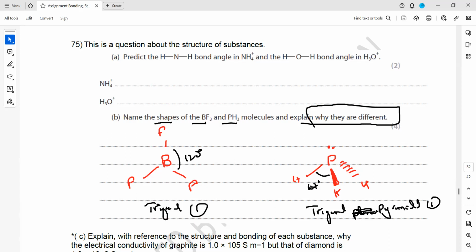And the reason is that you'll mention in PH3 there are 3 bond pairs and 1 lone pair, whereas in BF3 there are 3 bond pairs. And another thing you'll mention, the lone pair repulsion is more than the bond pair repulsion. As a result, the bond angle will decrease more.